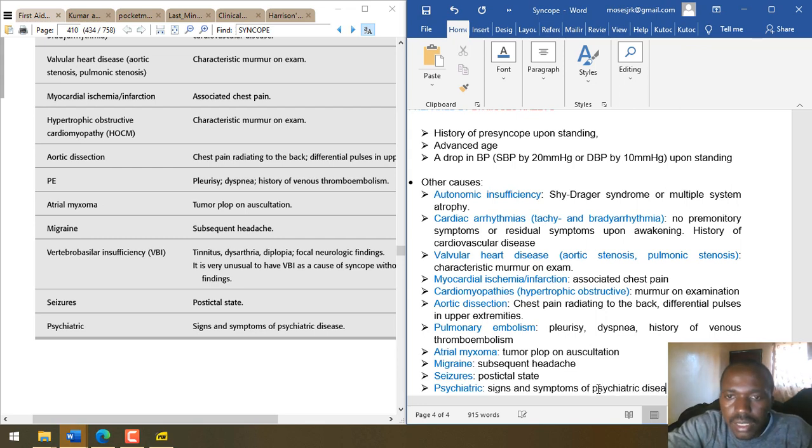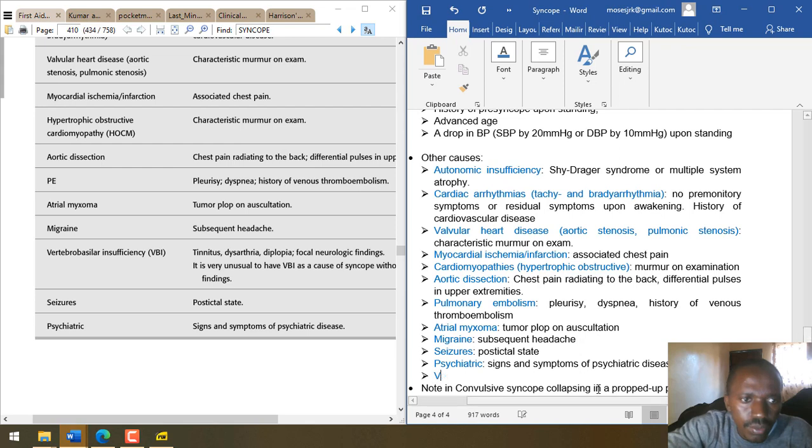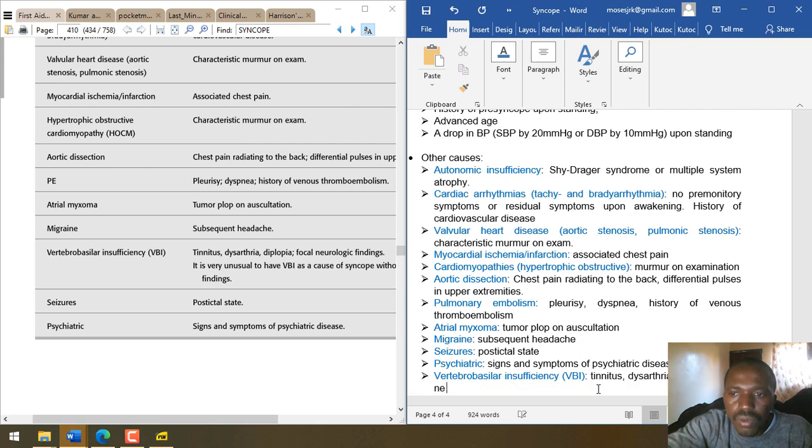And what else is left? So vertebral basilar insufficiency, VBI. So here there'll be tinnitus, that ringing sound in the ear, dysarthria, diplopia, focal neurologic findings.